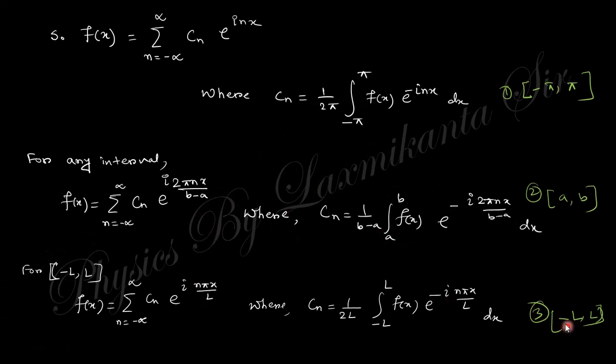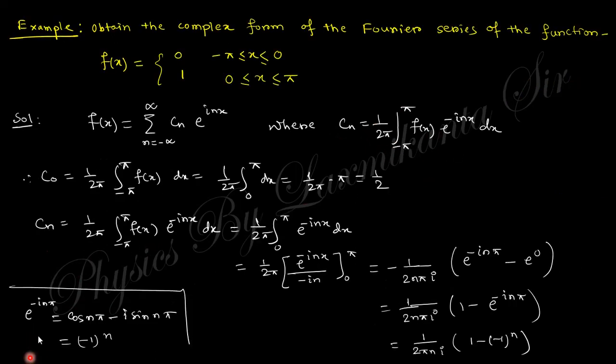So obtain this in this interval, and just replace the limits with the A to B interval. And for minus L to plus L, just put this value. You can see in the first case we wrote down this one, then that, then that, so just reverse the portion like that. Take an example: obtain the complex form of the Fourier series of this function.